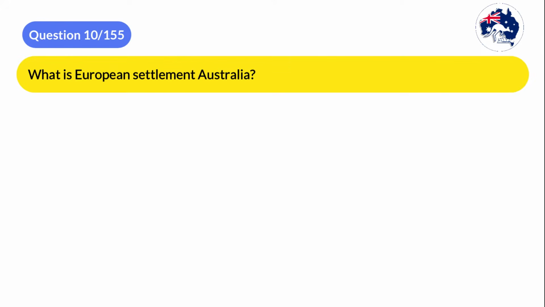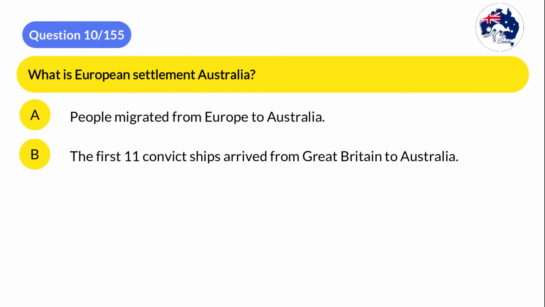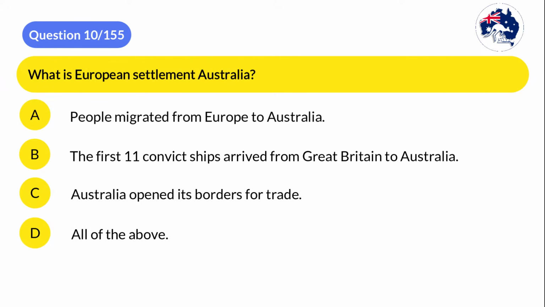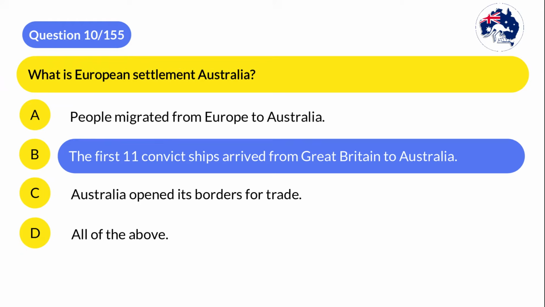Question 10. What is European settlement Australia? A. People migrated from Europe to Australia. B. The first 11 convict ships arrived from Great Britain to Australia. C. Australia opened its borders for trade. D. All of the above. The correct answer is B. The first 11 convict ships arrived from Great Britain to Australia.